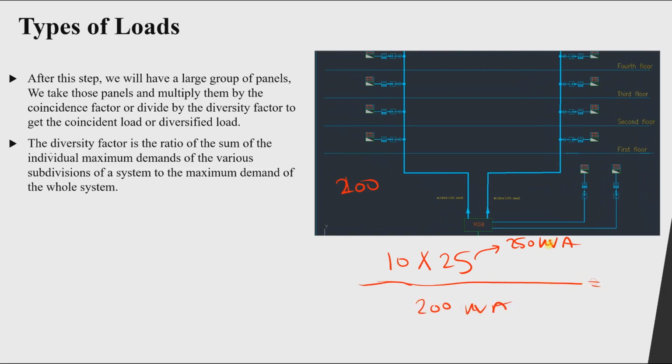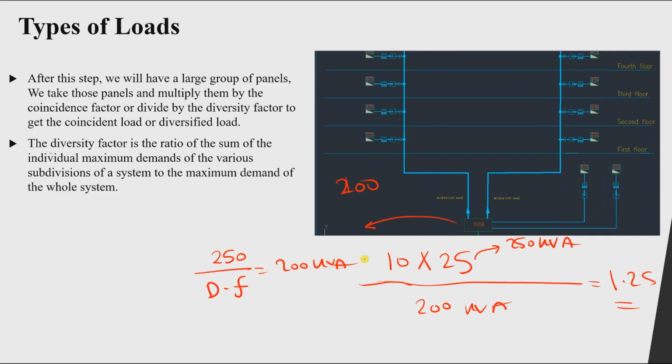It will be 250 divided by 200. It will be 1.25 if I remember correctly. Okay, so the diversity factor is always greater than or equal to 1, or greater than 1. Demand factor is lower than 1. In order to get the power of this distribution panel, it will be total demand, which is 250, divided by the diversity factor, to get 200, which is the lower number.